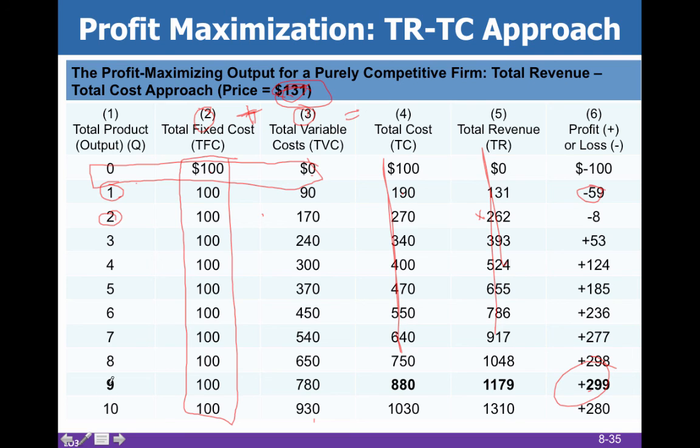And you see that at 9 units, we have a total cost of $880, a total revenue of $1,179, giving us almost $300 in profit. If we make the 10th item, then we only make $280. And remember that businesses are trying to maximize profit. So this is where they're going to produce. Moving on.